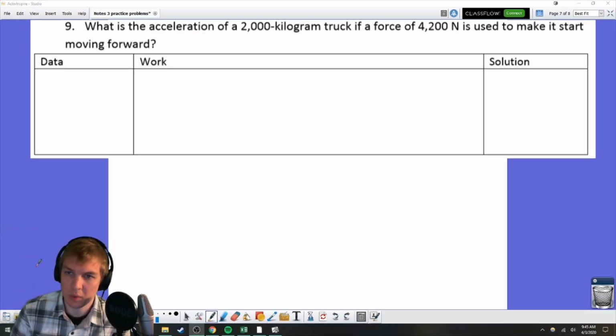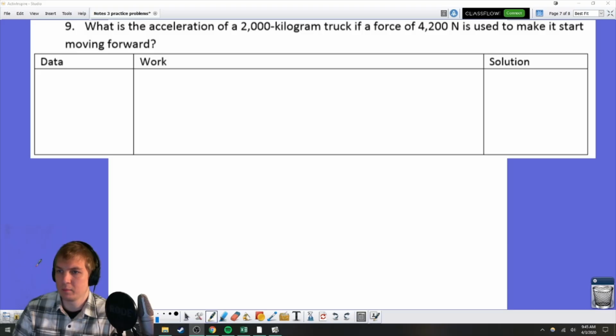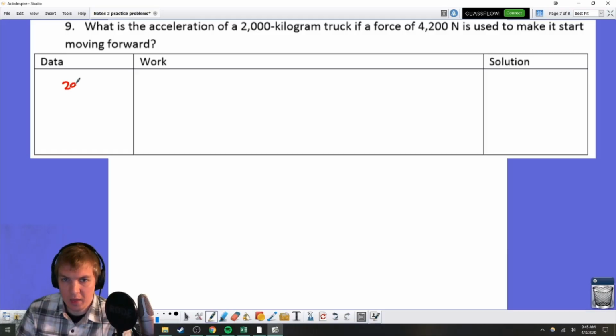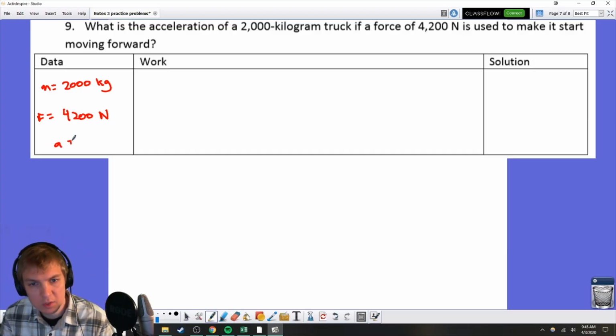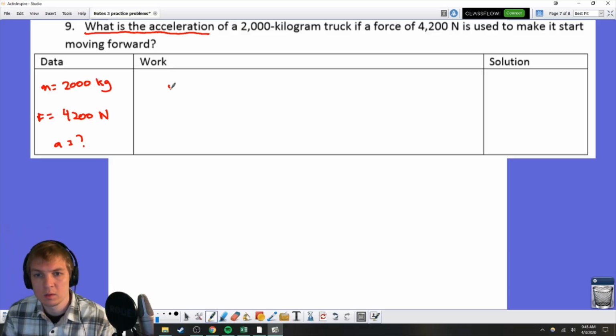Finally, number 9 says, what is the acceleration of a 2,000 kilogram truck if a force of 4,200 newtons is used to make it start moving? Okay, so we have 2,000 kilograms and then 4,200 newtons. So this is a mass, this is a force, and we need acceleration because that's what the problem is asking for. What is the acceleration? So force is equal to mass times acceleration. We know this, and we're solving for acceleration.